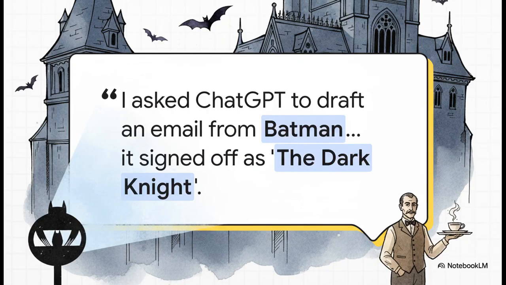And you can have some fun with it. This is my favorite example. When one user asked ChatGPT to write an email as Batman, the results were incredible. It even remembered to include things like, "please let Alfred know," and signed off as the Dark Knight. It just shows that even a fictional persona can be a powerful creative constraint.